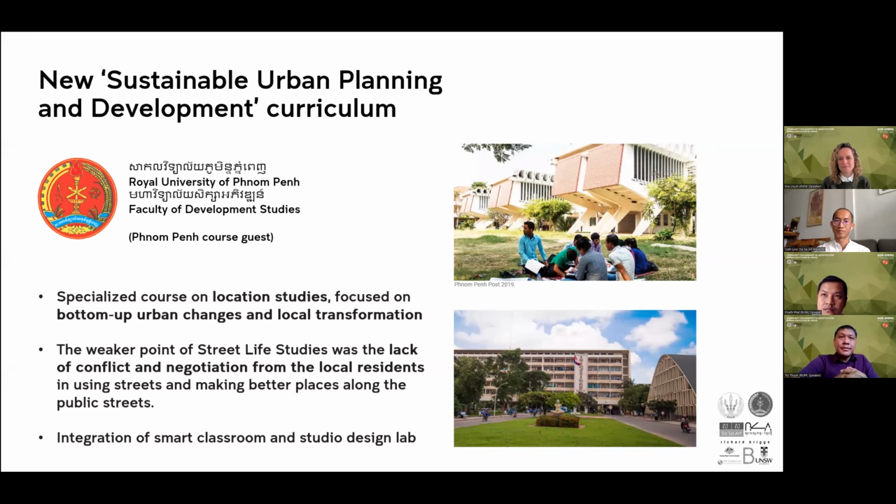What I present here is just to reflect how the urban street life study has influenced our new curriculum development at the Royal University of Phnom Penh. At the Royal University of Phnom Penh, we have established a new program on sustainable urban planning and development. This program aims to cultivate urban professionals who can be trained to work mostly at government agencies for long-term development planning.